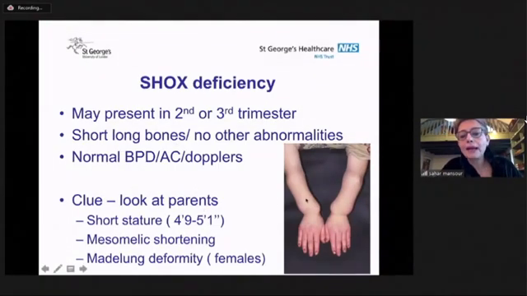They may present in the second trimester at the 20-week anomaly scan or the third trimester with short, long bones. But the bone modelling is normal, the mineralisation is normal, there's no other abnormalities. And the big clue here in the majority of cases is to look at the parents. If the parents have short stature with a bit of shortening of the forearm particularly, or a Madelung deformity, which is like a Colles fracture, it looks like a Colles fracture in the females, then you know that this is likely to be SHOX deficiency.